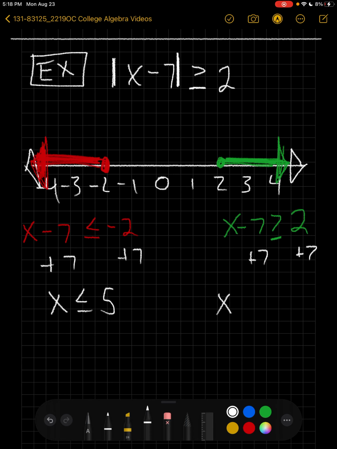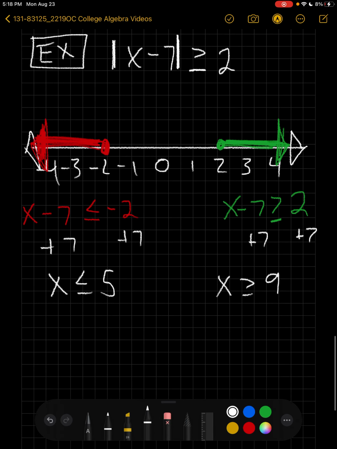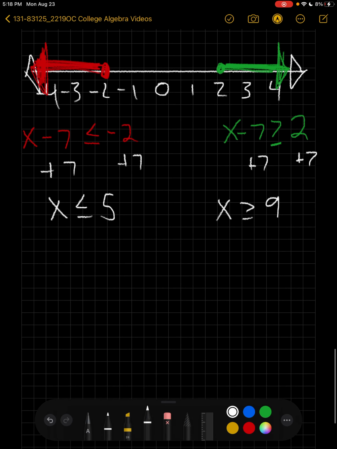And x could be greater than or equal to 9. I'm going to graph that on a number line just because I want you to see something kind of interesting here. I want you to see something a little bit interesting.